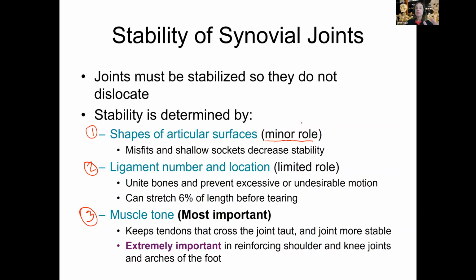If you have a shallow socket, this is something we talked about in chapter 7. A shallow socket, remember, would be like when the acetabulum in the hip, instead of being this nice ball and socket joint, is shallow like this, then the head of the femur can slide out, right? That causes dislocation. And so a misfit, anytime the two bones don't fit together, anytime you have a shallow socket, the stability of that joint is decreased.